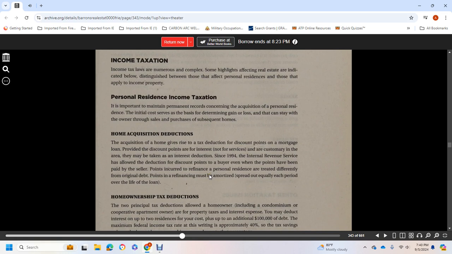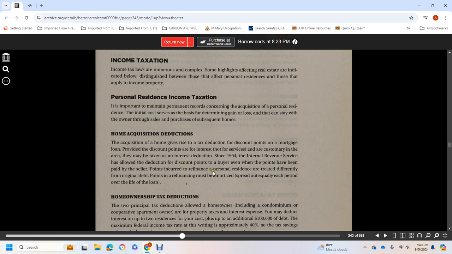Home acquisition deduction. Acquisition of a home gives the right to a tax deduction for discount points on the mortgage loan, along with the right to deduct the interest. Not for services customary for the area, to be taken with the interest deduction. Since 1994, the Internal Revenue Service has allowed the buyer to deduct discount points that have been paid by the seller.